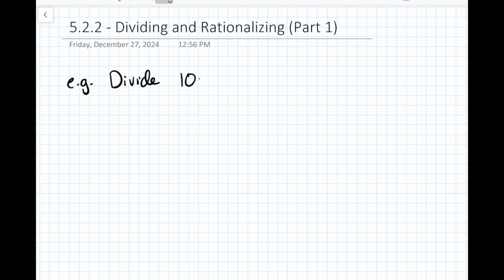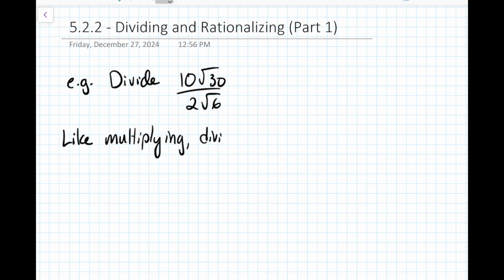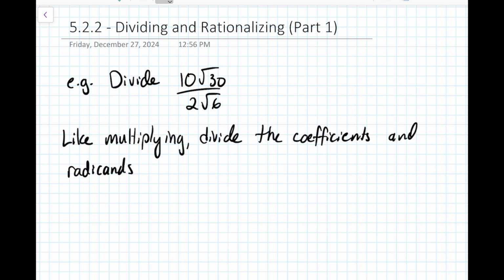So say I wanted to divide 10 root 30 over 2 root 6. Just like multiplying, where we multiplied the coefficients and multiplied the radicands, here we are going to divide the coefficients and divide the radicands. So the process is pretty much the same, which is why we're not going to spend a whole lot of time on dividing, because if you know how to multiply, you pretty much already know how to divide. It will get a tiny bit more complicated just because things don't always divide neatly, but by and large, not much is going to change.